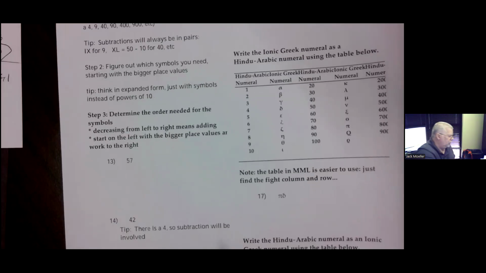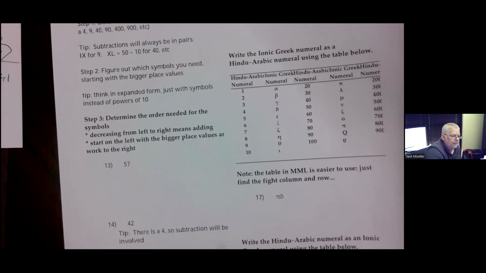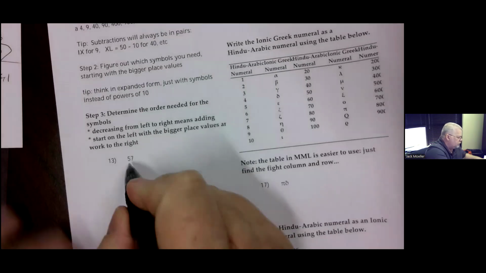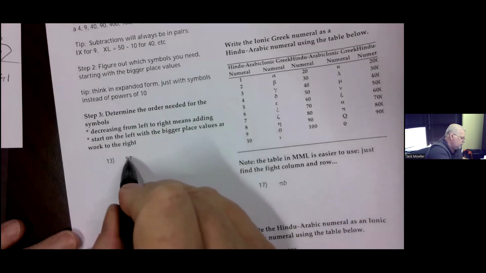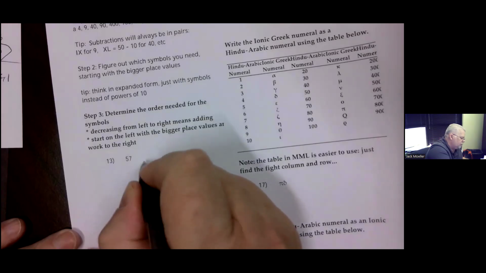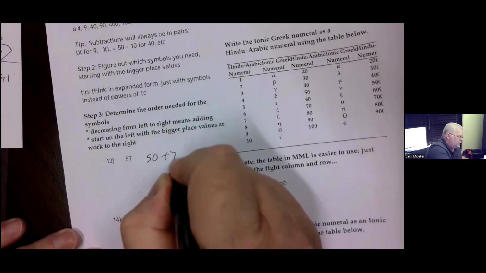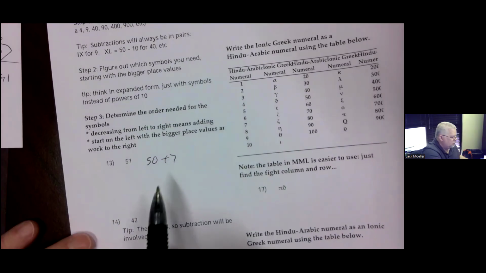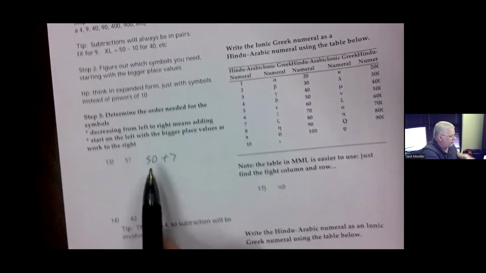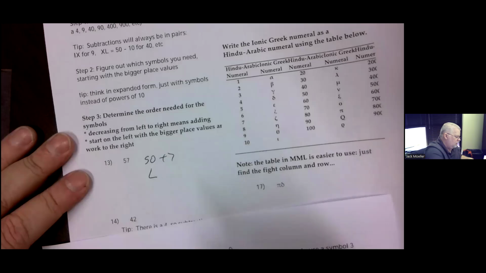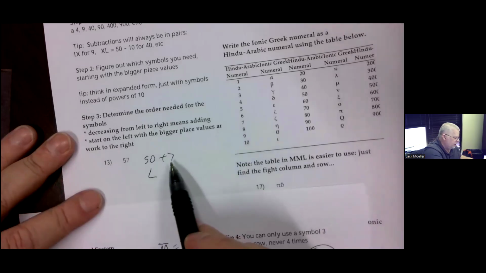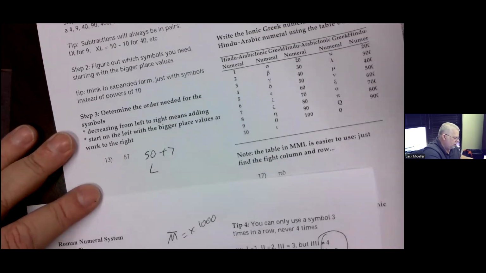Okay. So how about 57? How do we convert that to Roman numerals? Well, first thing I would do is notice there is no 4 or 9, so we don't have to subtract. That makes it kind of nice. Once we know that, let's split this up in terms of place value: 50 plus 7. How do you get 50? Well, 50 is L.